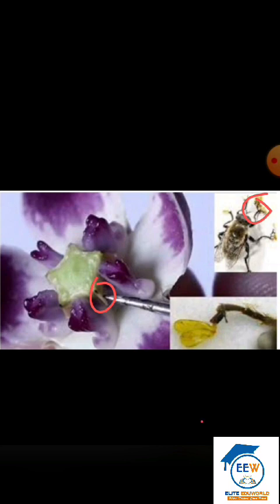So these are the 2 ways by which cross-pollination is promoted and self-pollination is avoided, and this physical barrier is the example of hercogamy in Calotropis.